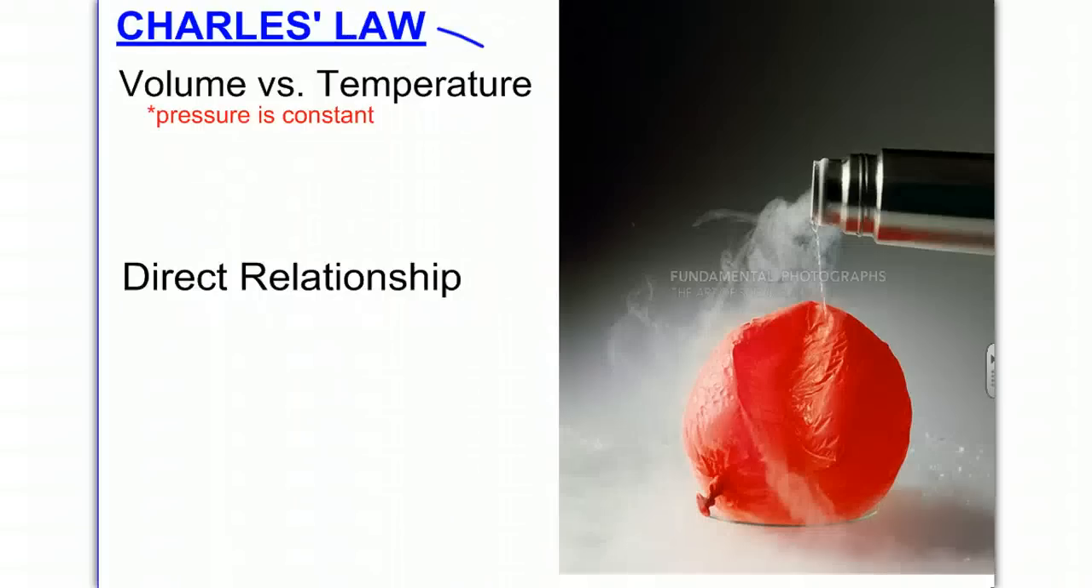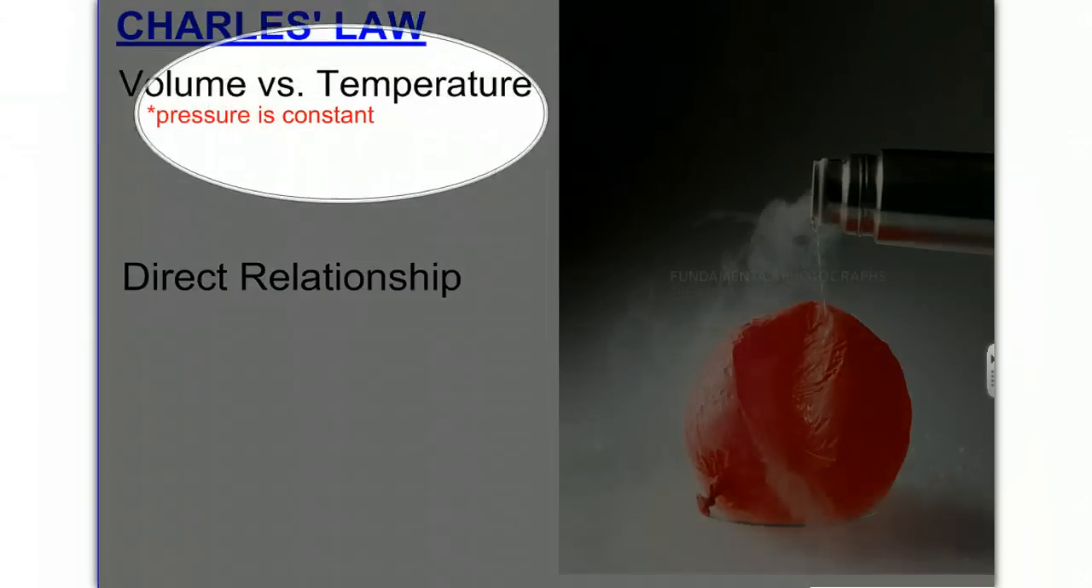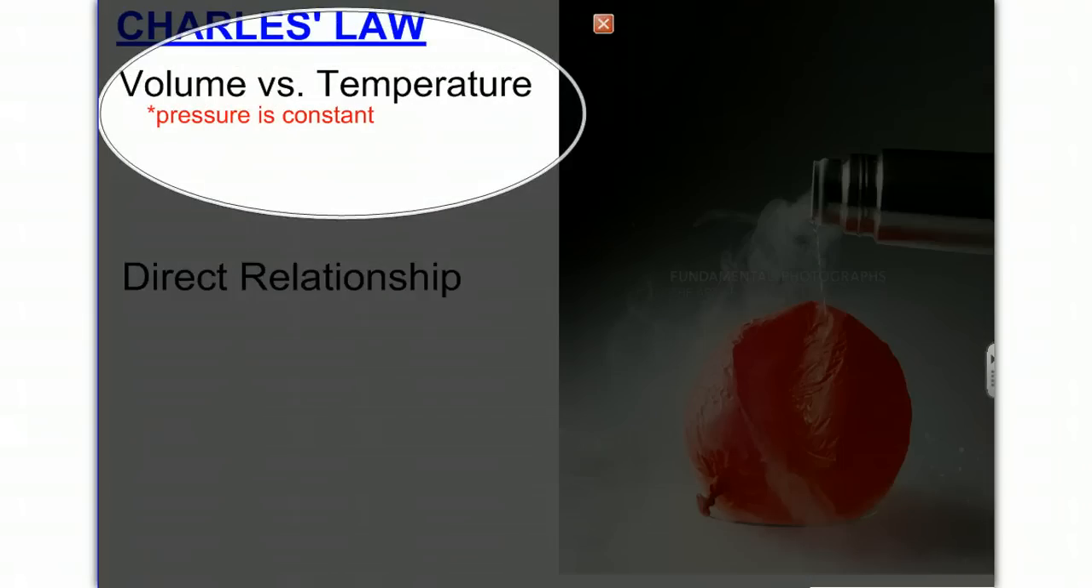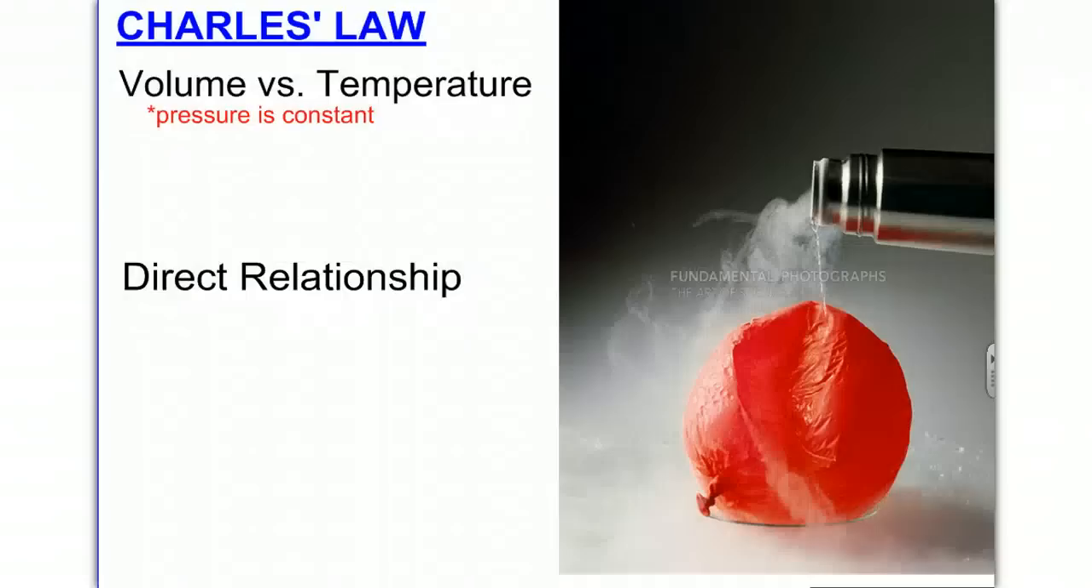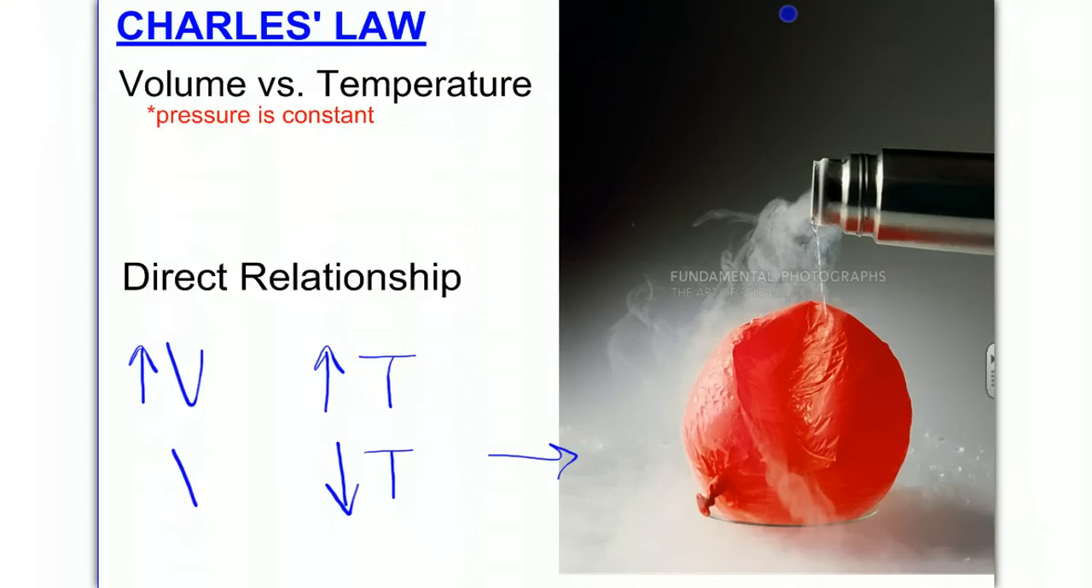Charles's law is going to be volume versus temperature. In this scenario, pressure is constant, so pressure is not a factor. There is a direct relationship between volume and temperature, which means that as you increase temperature, it would cause the volume to increase. Or, as in our picture here on the right, as you decrease the temperature, the volume also decreases.